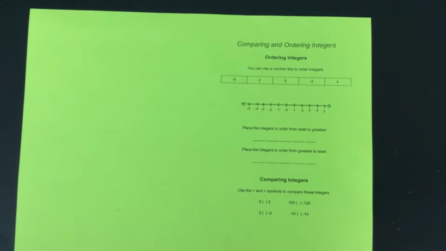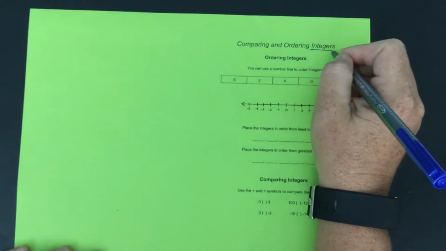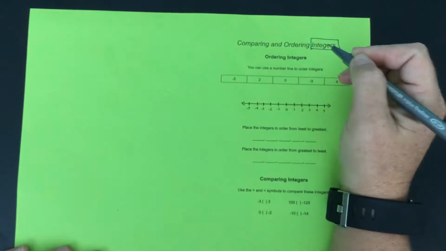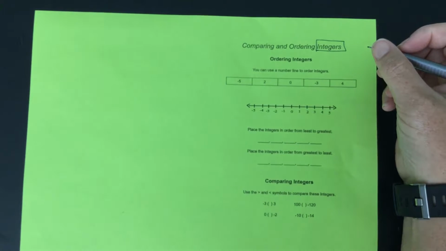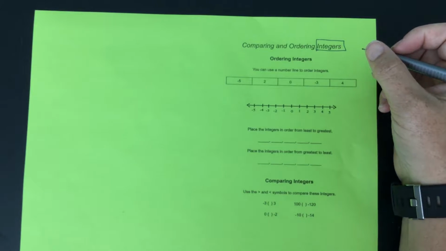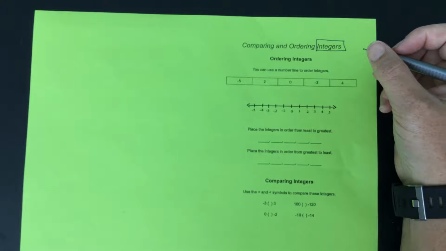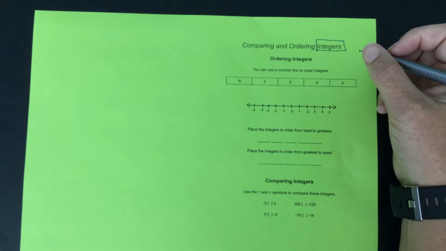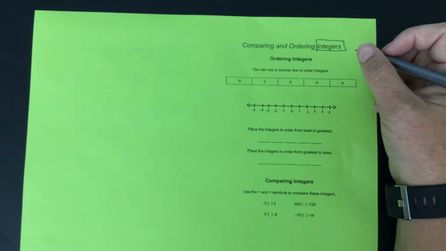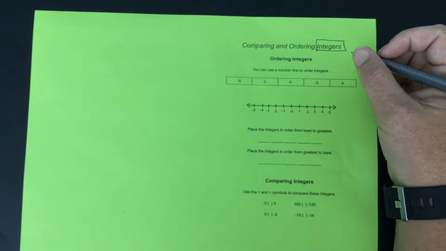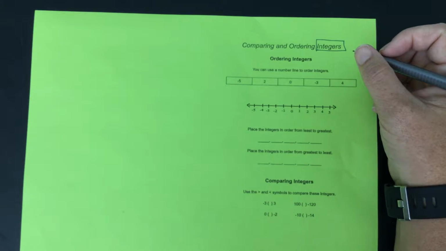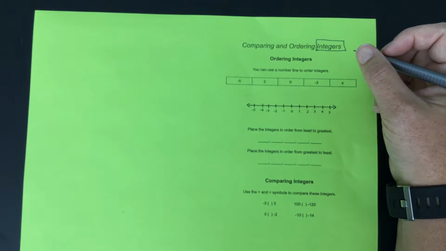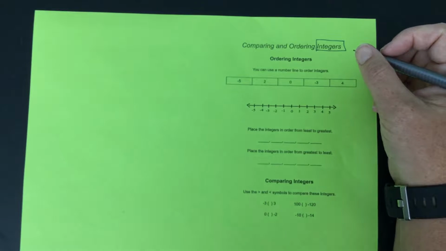Alrighty, this lesson is on comparing and ordering integers. We have already talked about what an integer was when we talked about integer operations, when we added and subtracted, and then in our last lesson on classifying rational numbers, we also talked about what an integer is. Just a little refresher, an integer is a positive or negative whole number, right? If it can't be a whole number, then it can't be an integer. Just because it has a negative sign does not mean that it's an integer.